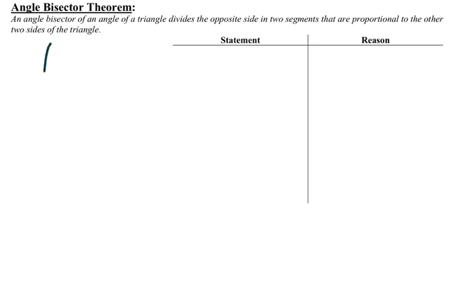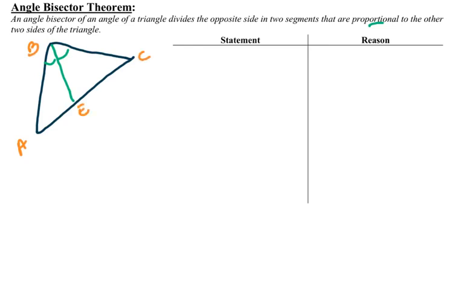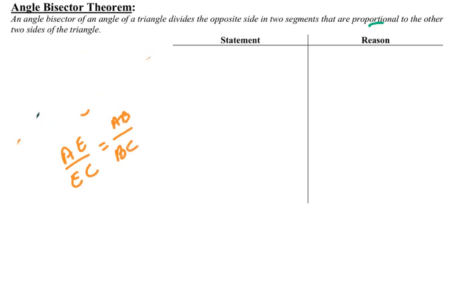So let's stop and think about what it's saying. If we have a triangle, if we have an angle bisector, so we have this given that it's a bisector, it says that it's dividing the opposite side into two segments that are proportional to the other two sides of the triangle. So the theorem says that if this is an angle bisector, then, let me label this real quick, AE to EC is going to be the same proportion as AB to BC. That's what the theorem is saying. So let's go ahead and work with that first, and then we'll come back and prove this.